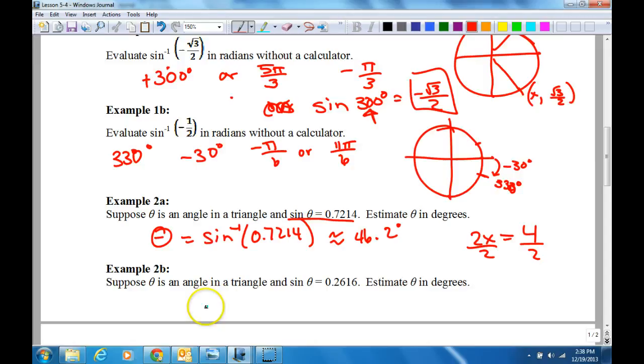Okay, the second one, same thing. Sine of negative 1 to the 0.2616. What did you guys get for that one? 15.2? Okay.